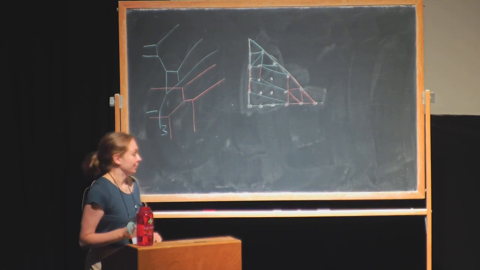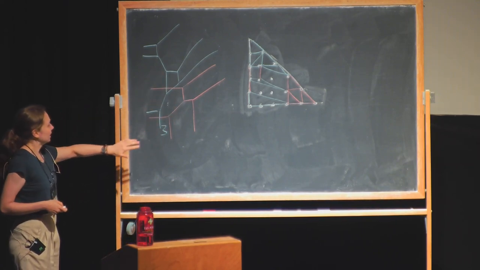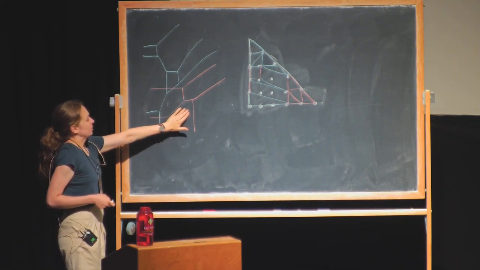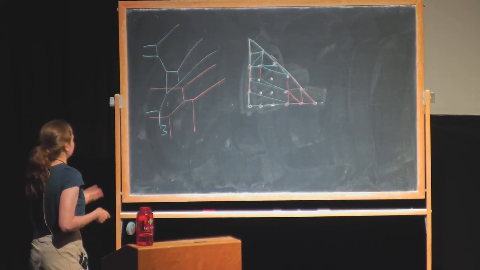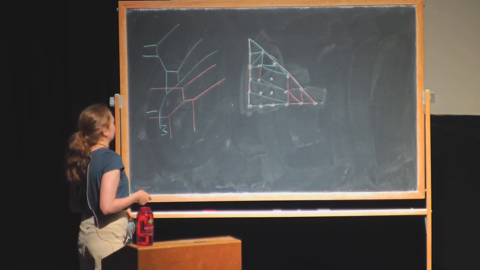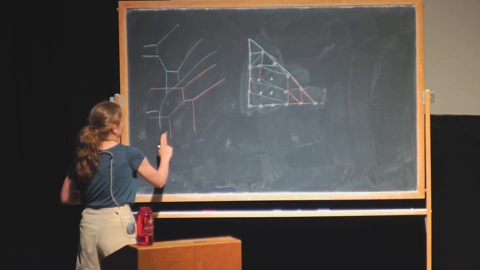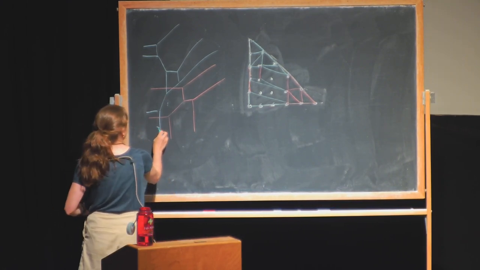Let's recall what we did yesterday. So here you can see two tropical curves. I hope you can see that. One of degree 3, one of degree 2. So they should intersect in 6 points counted with multiplicity. And here, this one has weight 3.